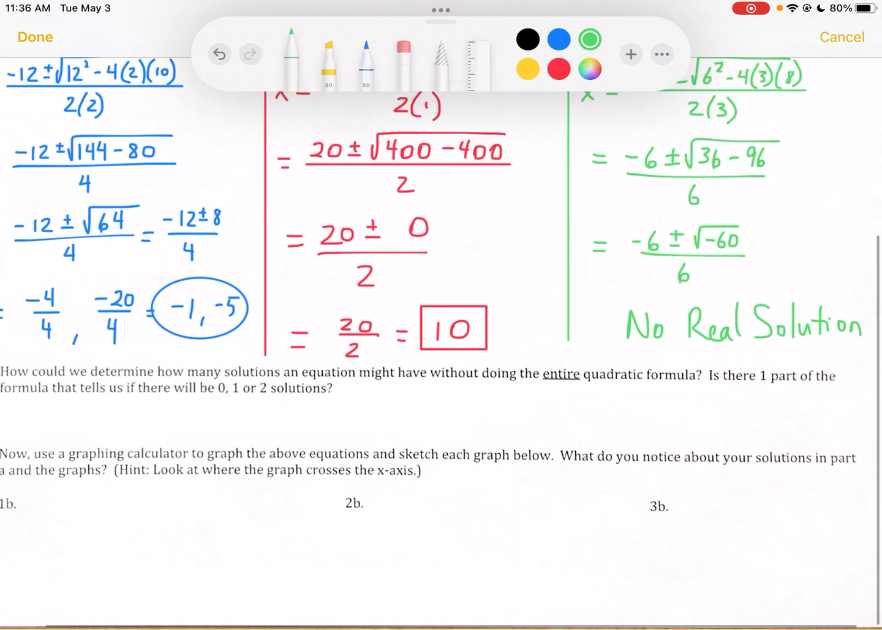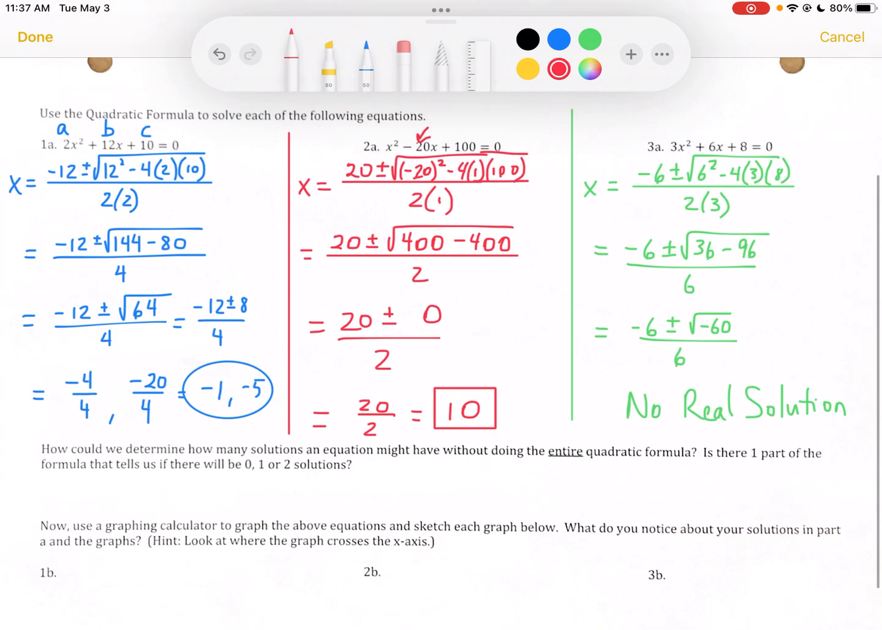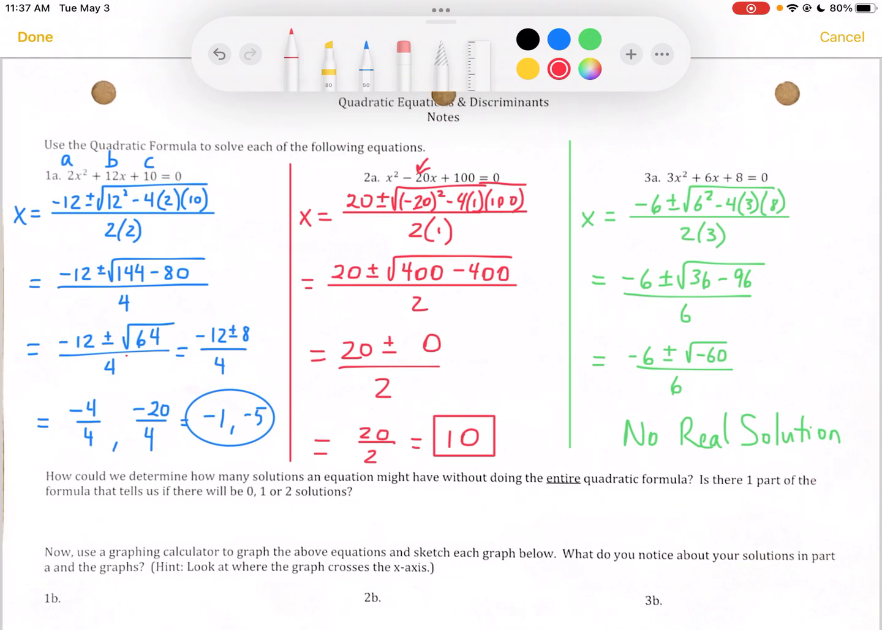Okay, so now here's where we're going with this. It says, how could we determine how many solutions an equation might have without doing the entire quadratic formula? Is there one part of the formula that tells if there will be 0, 1, or 2 solutions? Well, what we want you to see is that if you get the square root of a positive number, you're going to end up with 2 answers. If you get the square root of 0, you're only going to get 1 answer. And if you get the square root of a negative, you're going to get no answers.